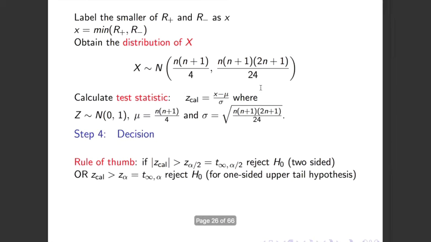Our decision: if the absolute value of the test statistic for a two-sided test is greater than the critical value, we reject, and the same for the one-sided upper tail test. And our conclusion is then to make our conclusion based on the decision that we've made.